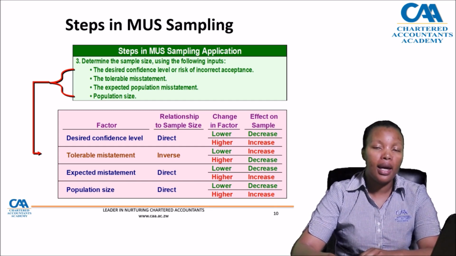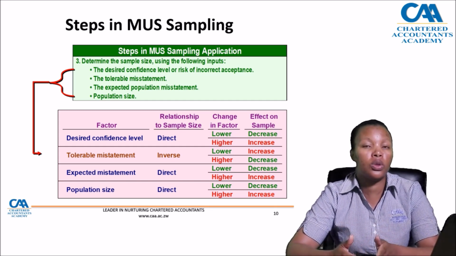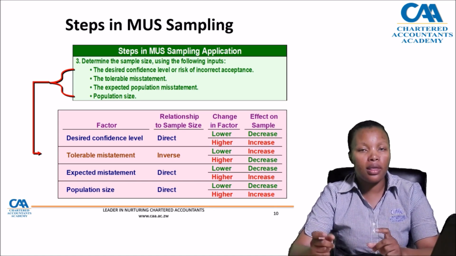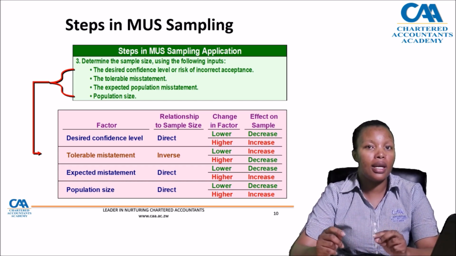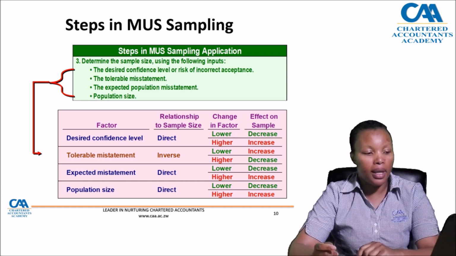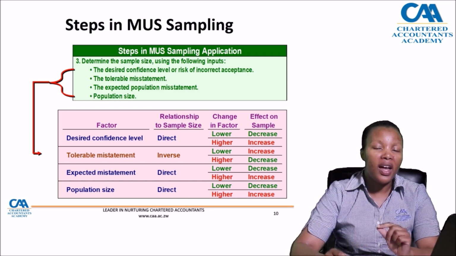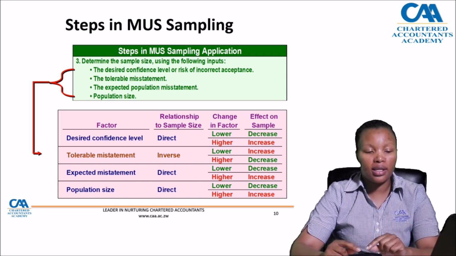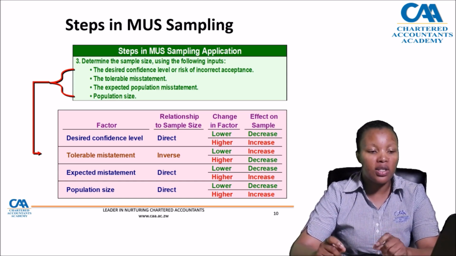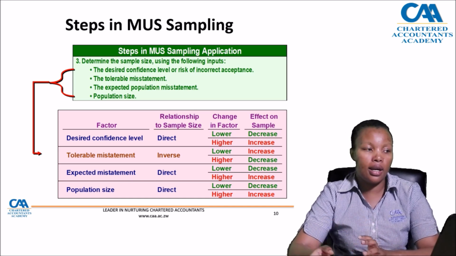And lastly, the population size. Remember we said when doing attribute sampling for tests of controls, the population size does not really have an effect on the sample size unless the population is small. But with monetary unit sampling, there is a direct relationship. The lower the population size, the smaller the sample size. The higher the population size, the bigger the sample.